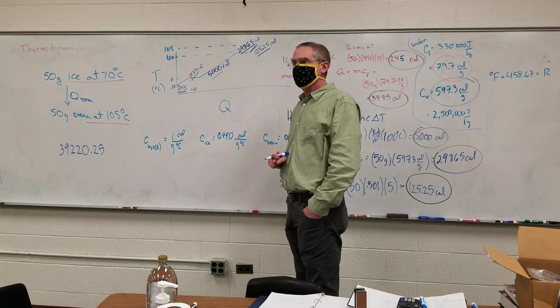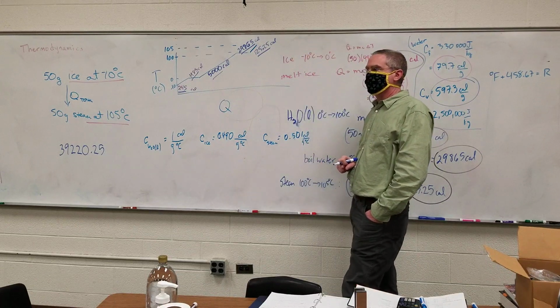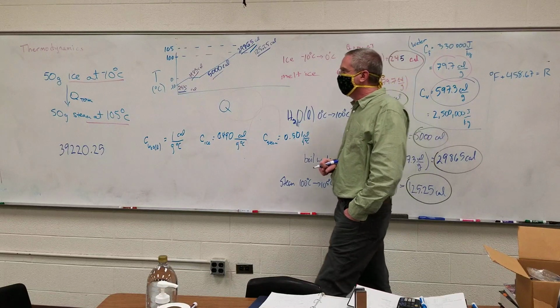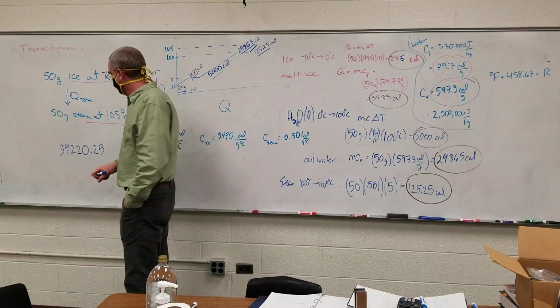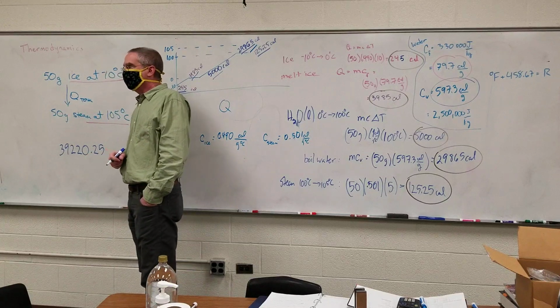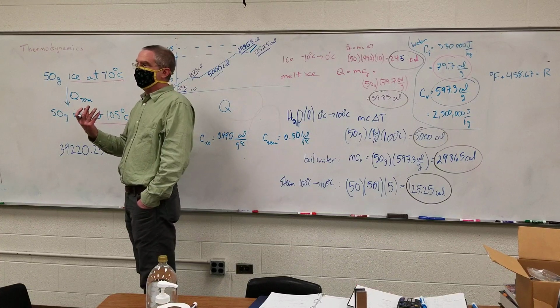Oh, I thought that was a decimal. So 39,000? Yeah, that's what I got. 39,220? Mhm. All right, that's what I had. Yep, you're right. And let's finish it off. Calories.